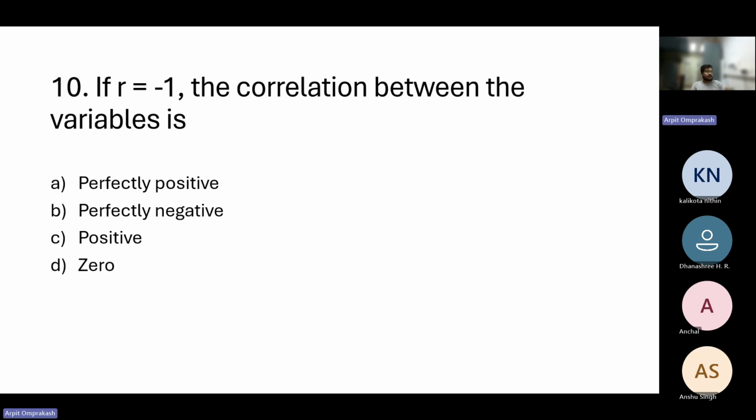If R is equal to -1, the correlation between the variables is perfectly positive, perfectly negative, positive, 0. So the answer here will be perfectly negative, because R equal to -1 means it's perfectly negative, and +1 means it's perfectly positive. It's basically a linear relationship.